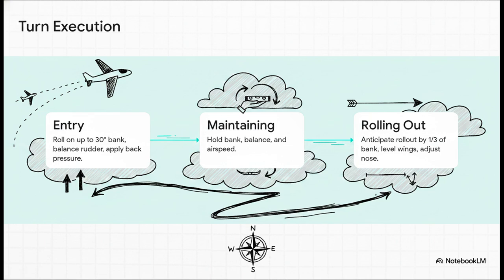Step 3, rolling out. You've got to anticipate your new heading by roughly 1/3 of your bank angle. Level the wings, keep it balanced, and adjust that nose right back to your straight descent picture.